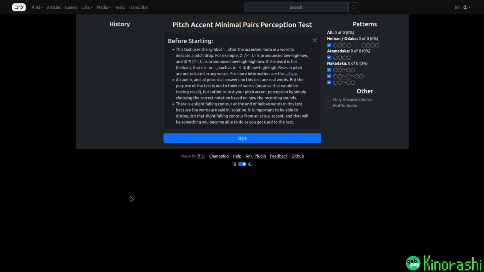Okay, all correct and potential answers on this test are real words, but the purpose of the test is not to think of words because that would simply be test and recall, but rather to test your pitch accent perception by simply choosing the correct notation based on how the recording sounds. There's a slight falling contour at the end of heiban words in this test because the words are set in isolation. It's important to be able to distinguish that slight falling contour from the actual accent, and the test will be something you become able to do as you get used to it.